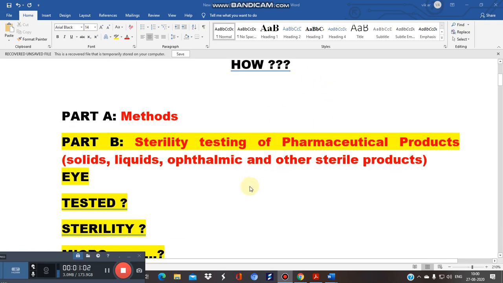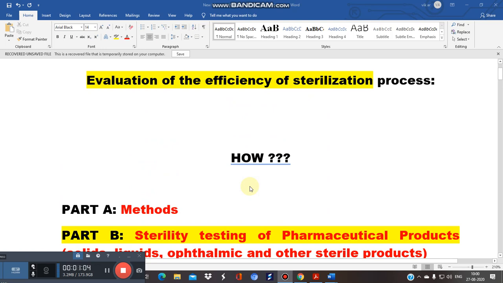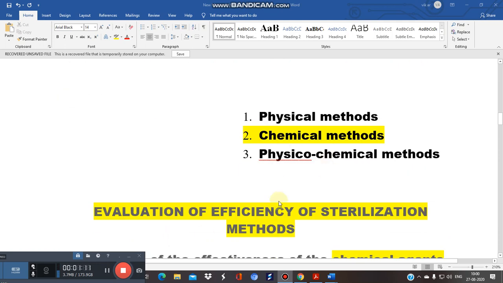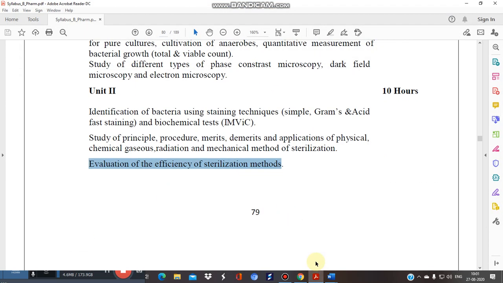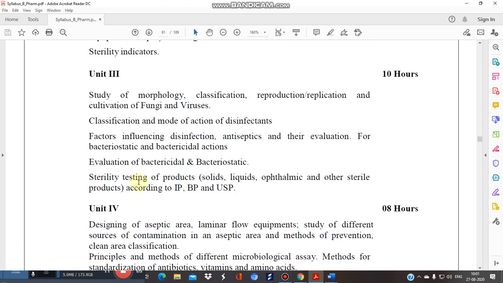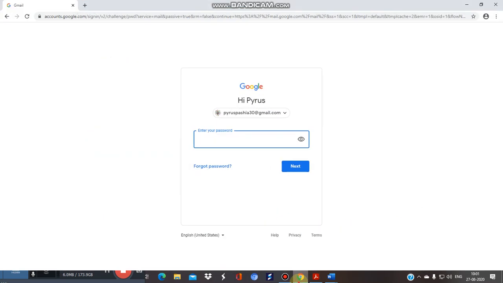So basically we will divide this topic into several parts. In part 1 we will do the evaluation of the efficiency of the sterilization methods, that is about the physical, chemical and the physicochemical. And out of these three methods we will focus upon the chemical methods. Why? Because the chemical methods are also mentioned in our unit number 2. Look at this, this is the factor affecting disinfection. So we know disinfection or the disinfectant we have covered in the chemical methods.